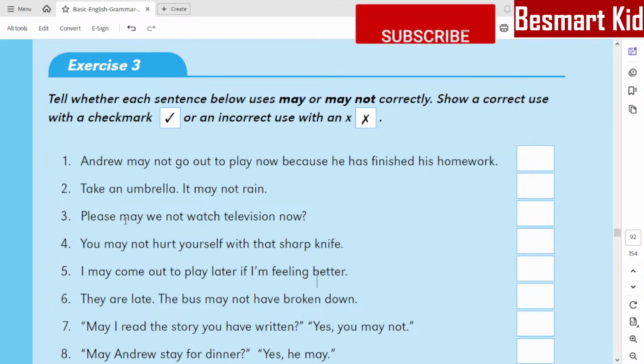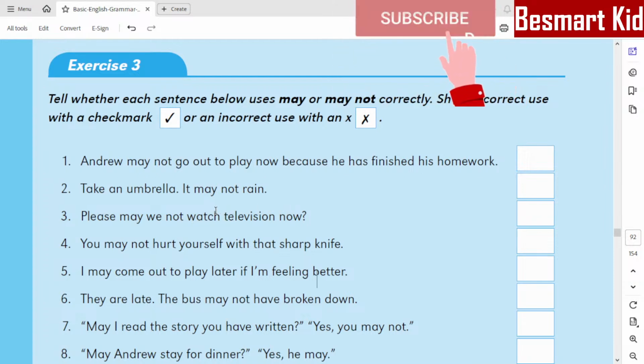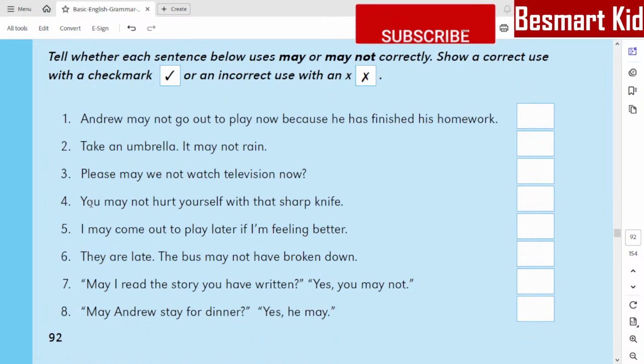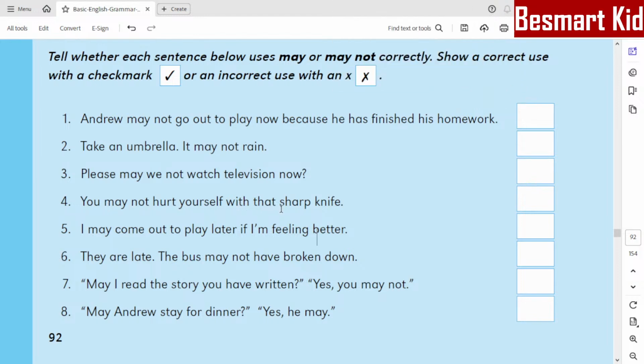Third, please, may we not watch the television now? Fourth, you may not hurt yourself with that sharp knife. Fifth, I may come out with the letter. I'll come out to play later if I'm feeling better.